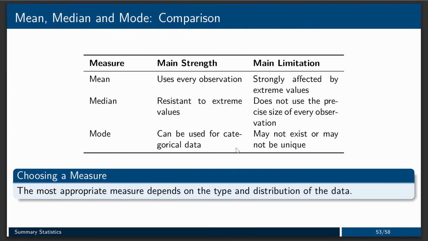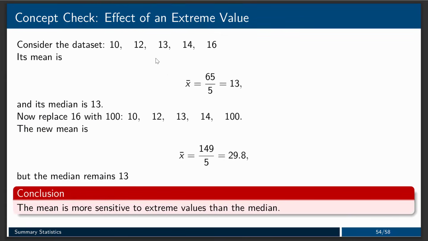I did mention here that the mean is strongly affected by extreme values. So let's look at the whole extreme value concept. Consider this data set. We have 10, 12, 13, 14, and 16. Its mean is 13 because if you sum everything, you get 65 divided by 5, that gives you 13. And its median is 13.